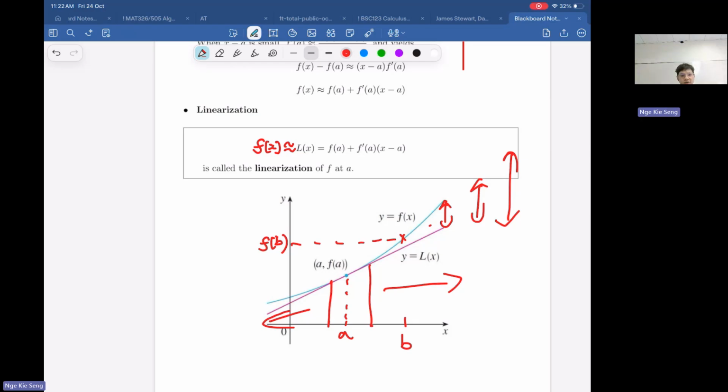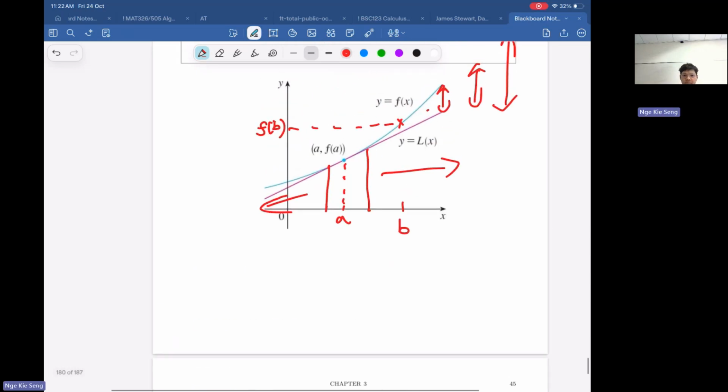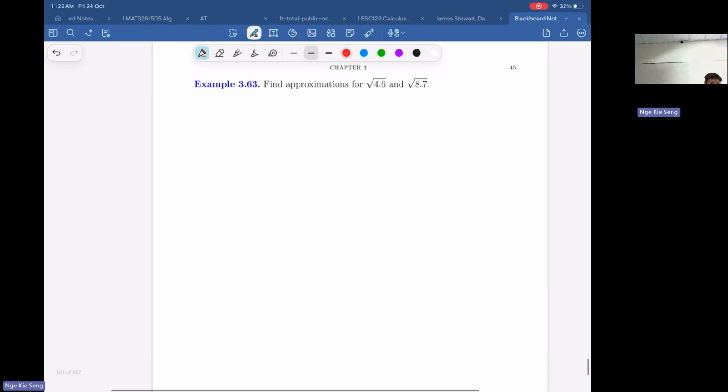Let's see how we're going to apply this. Find approximations for square root 5.6 and square root 8.7 without a calculator. So this is about approximating the square root of a number, so the function you should consider is the square root function.